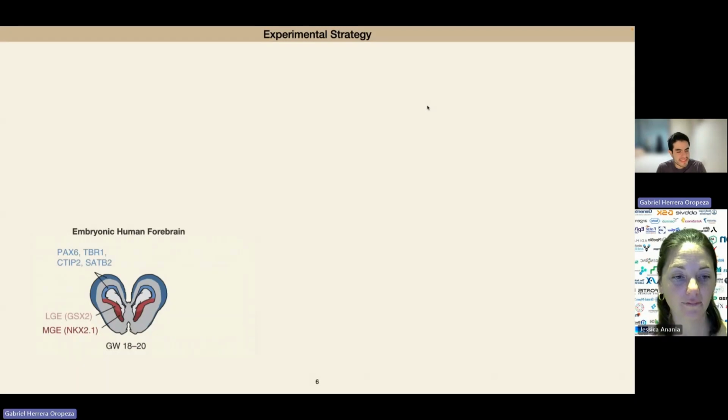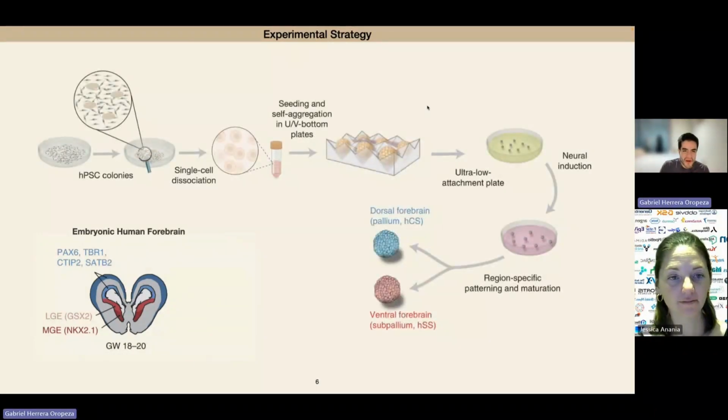So we know that in humans, interneurons are also born in the ventral part of the brain, and then they migrate towards the cortex. It would be ideal to study this process in humans, but there are some disadvantages. It's not an easy task. We can't experiment with humans, and it's also very difficult to have access to a lot of human tissue to be able to do these experiments. So this is where brain organoids come in.